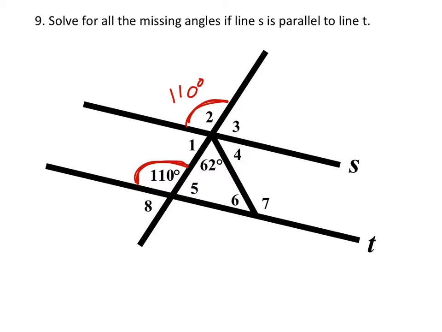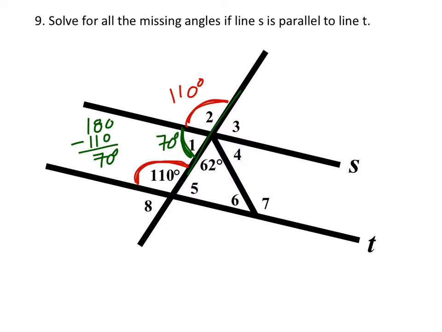Alright, so let's solve for some of these other angles then, such as angle 1. This one right here. So that's a straight angle with angle 2. So I'm going to take 180 degrees and subtract the 110, which gives me 70 degrees. So angle 1 is 70 degrees.